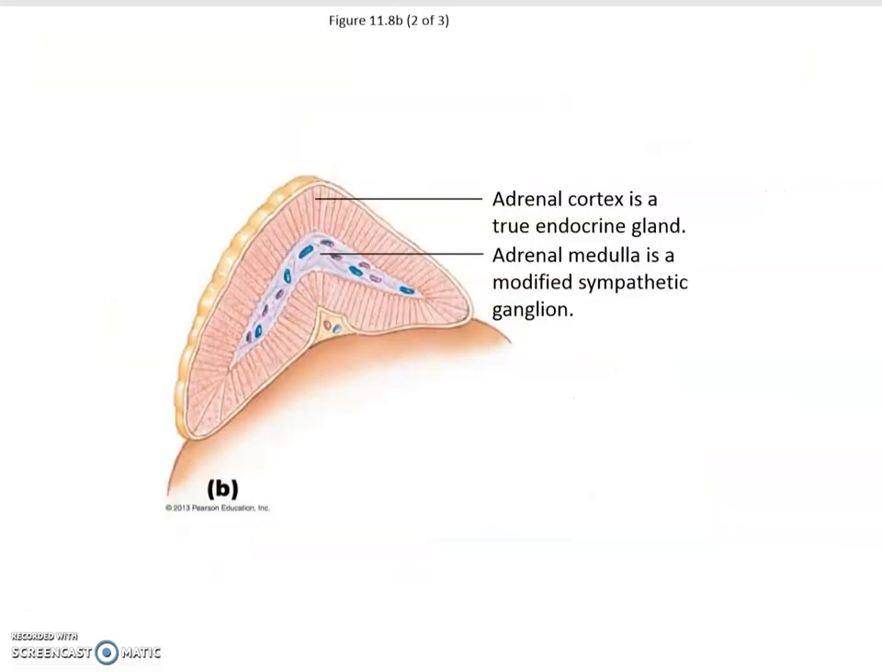Now here the adrenal cortex portion, the outer side here, that's a true endocrine gland, and you get hormones such as the mineralocorticoid aldosterone there, or the glucocorticoid cortisol, that we'll be covering in the endocrine lecture. But here the center, the medulla region of the adrenal glands, that is a modified sympathetic ganglion. It releases epinephrine into the blood.